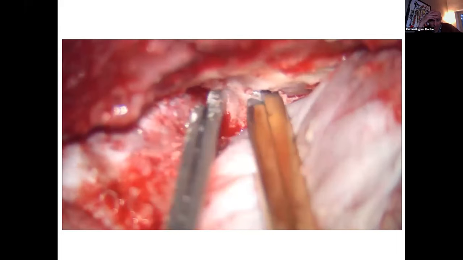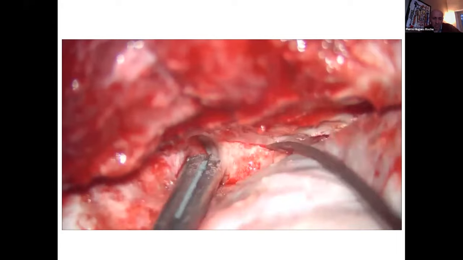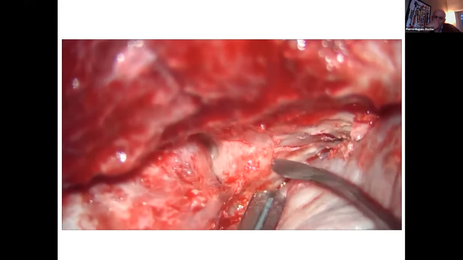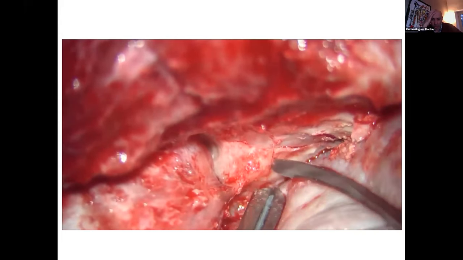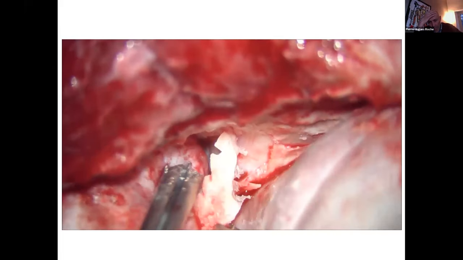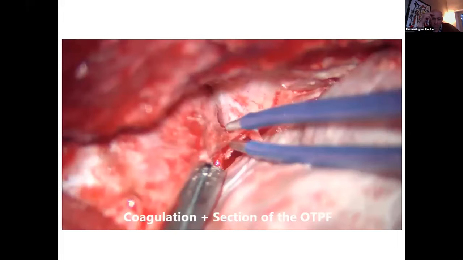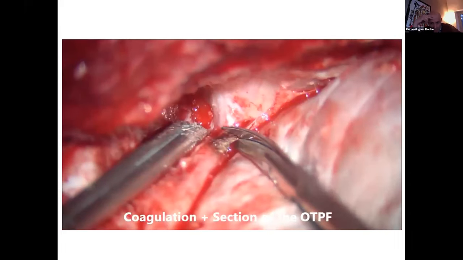As you see, I'm not inside the ACP, but I do the job. The bone work is very important before going through the ACP in order to widen the corridor. This is the junction between the periorbita and the temporopolar dura here. And you can see the meningoorbital fold, which is indicated here. And you have to coagulate this and cut it.